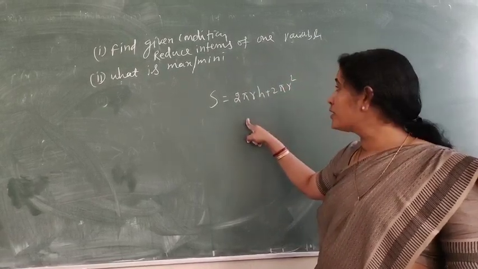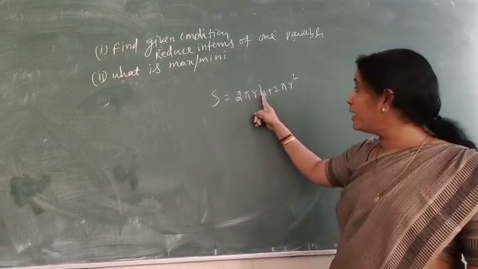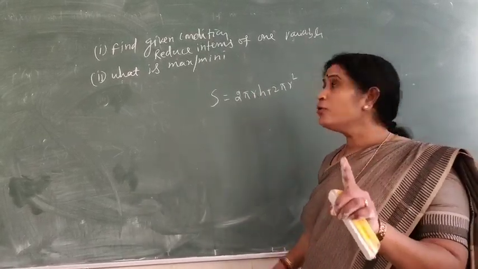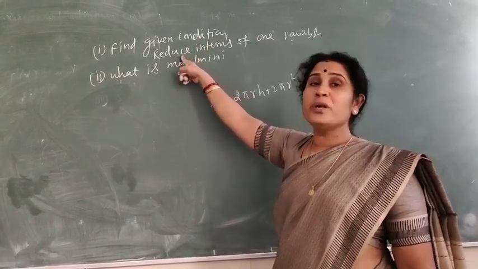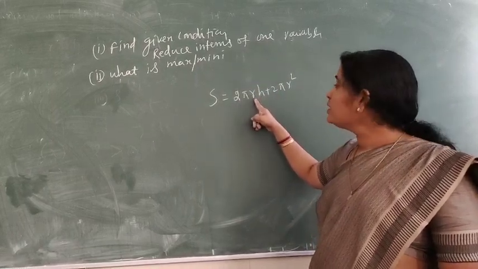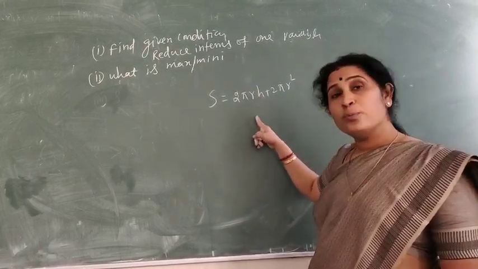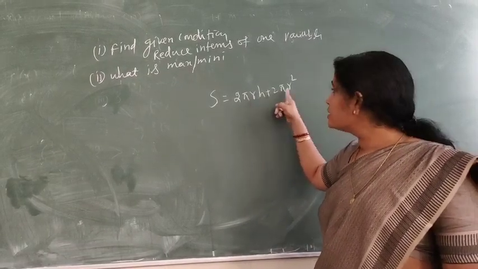I have given total surface. So here are two variables: r is also a variable, height is also a variable. So you have to reduce, find the given condition. Another step, very immediately you have to reduce in terms of one variable. Either you bring the value of r or otherwise you bring the value of h. You cannot bring the value of r because it is quadratic.